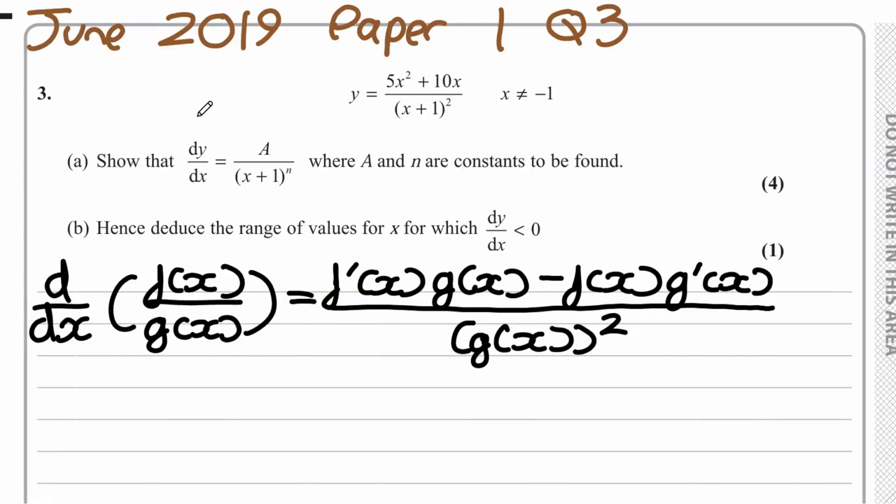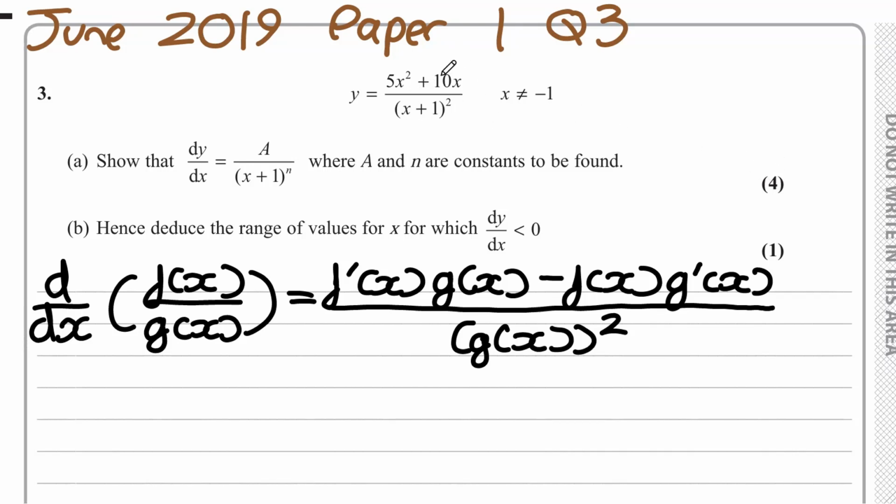Okay, so for the third question, we're told that y is equal to (5x squared plus 10x) over (x plus 1) squared. And for part A, we need to show that dy over dx is equal to a over (x plus 1) to the power of n, and we need to find what a and n are for 4 marks.